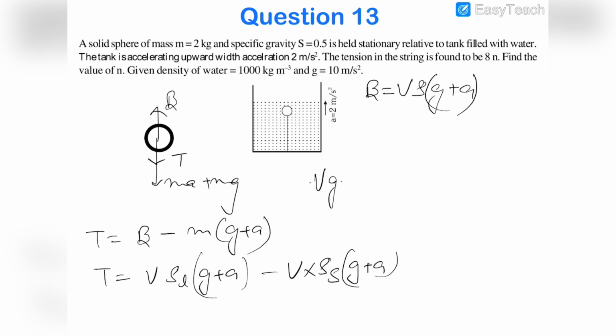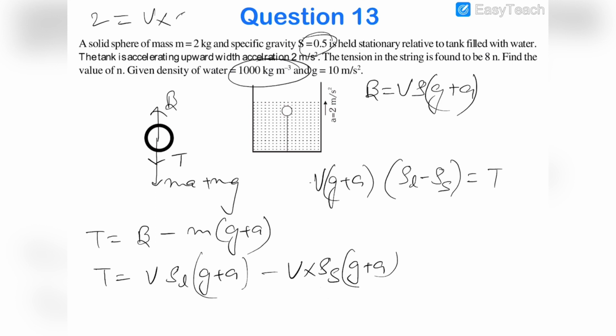Taking out V G plus A common, and this is rho of liquid minus rho of solid, and this is equal to tension. So the liquid has a density of 1000, which is water, and solid has a specific gravity of 0.5. So V volume is not given. Okay, so we can say that the mass is 2 kg, so 2 will be equal to V into 500. So V is equal to 2 by 500, which is 1 by 250. So 1 by 250, and G plus A is 12, and liquid minus solid density is 500, and this is T.